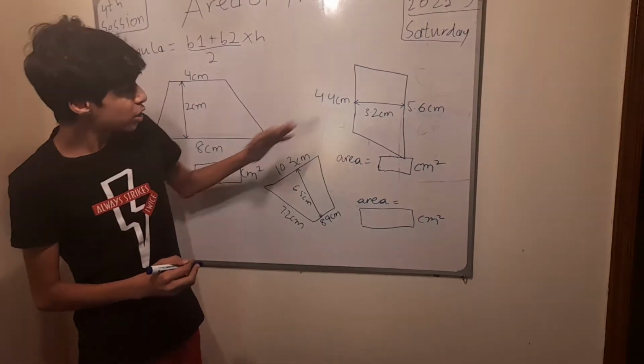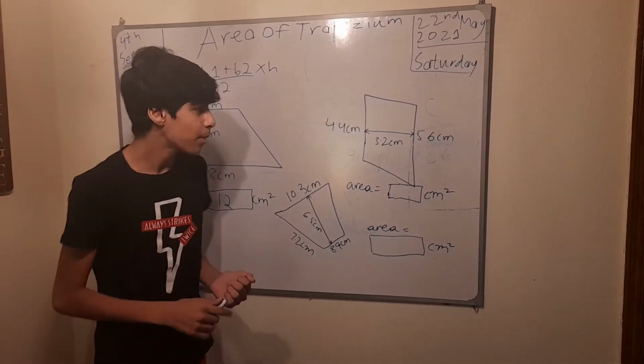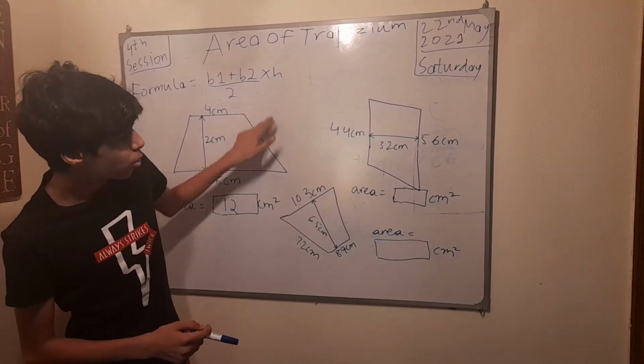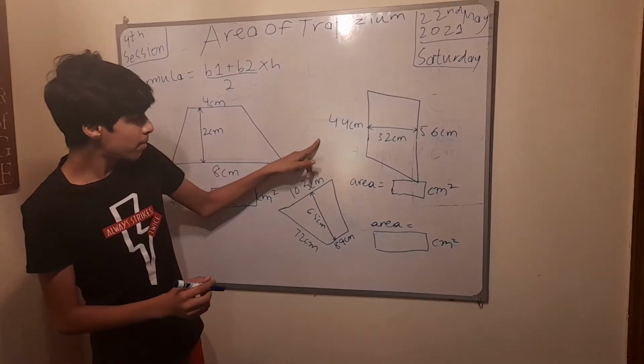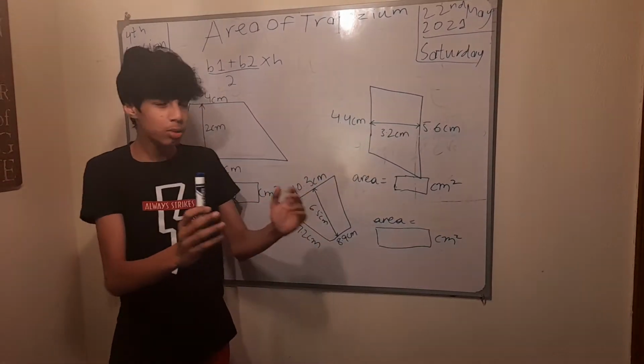And moving on to the second shape, guys, this is very simple and I hope you will understand it easily. So in this we have to do the same thing, just put in the formula. Base 1 plus base 2. These are the two bases because these are parallel to each other.